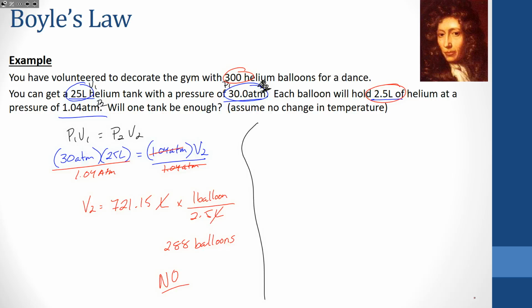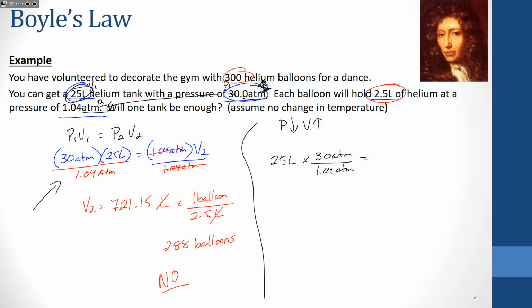So now doing the logic method, it's the same idea. We're starting with our volume because that's what we're trying to find. So I'm going to write down my volume, 25 liters, and I want to figure out what the new volume is going to be. We know that the pressure is going down from 30 to 1.04, so that means the volume has to increase. So we're going to set up the ratio between atmospheres and atmospheres to make the volume get bigger. That means 30 has to go on top and 1.04 atmospheres has to go on the bottom.